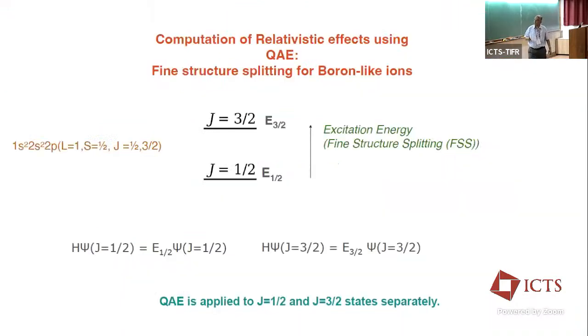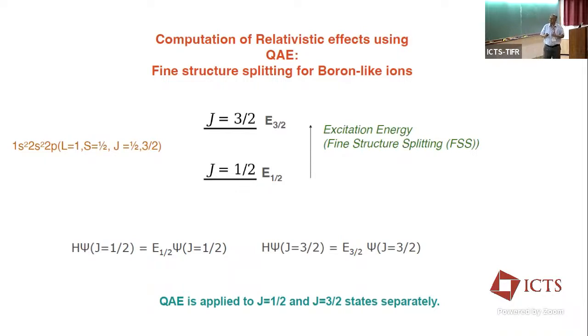So we have used this algorithm to calculate the fine structure splitting. Now, there are two states. Strictly speaking, this is the ground state, and this is the excited state. So what we did was that we made use of atomic symmetry. If you take J equal to 1/2 states, then this is the minimum energy state. And if we take the 3/2 states, that's the minimum energy state. So what the annealer does is that it gives you the ground state energy for the minimum energy state for a set of states.